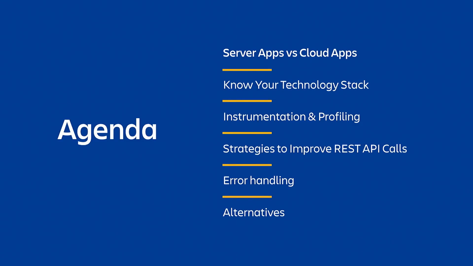OK, now that we have covered the underlying TCP/IP stack, let's move to the real content of the talk. I will talk about, at first, comparing server apps versus cloud apps in terms of API usage, and why you should learn and know your technology stack, how it performs these API talks, how you should do instrumentation and profiling of these calls to be able to optimize them. And then I'll share different strategies how to improve REST API calls, also including error handling. And at the end, I'll tell about some alternatives that you might consider.